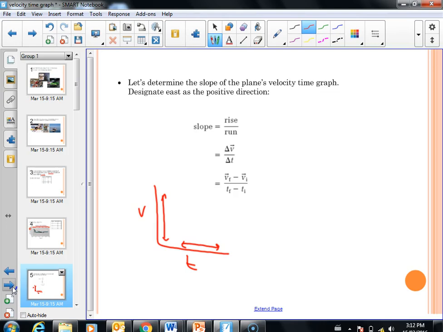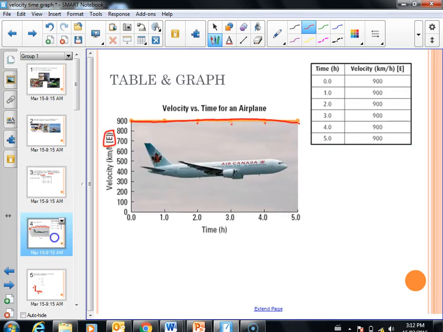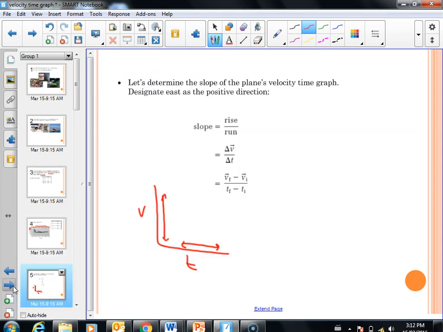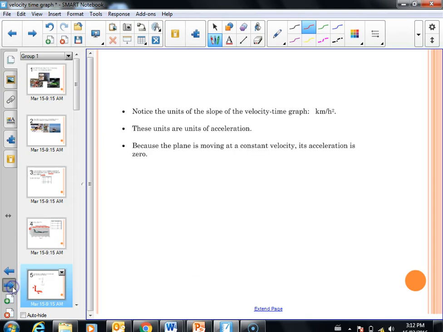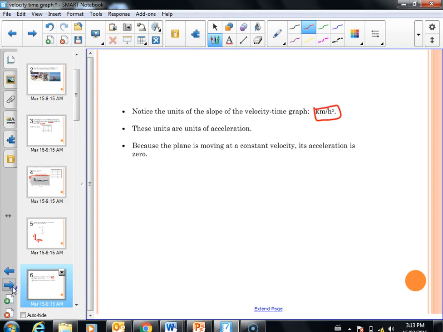If we go back and look at the graph, we see that the velocity is always the same. So it would be like 900 minus 900, and then the time just changes. But regardless, 0 divided by anything is still 0. So we will know that it has no acceleration, constant velocity. Our units are kilometers per hour squared. Sometimes we see meters per second squared as acceleration. The plane is moving at a constant velocity here, the 900 kilometers an hour, so the acceleration is 0, like we said before.